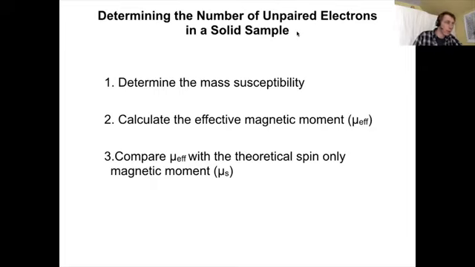This video is about using the technique of magnetic susceptibility in order to determine the number of unpaired electrons in a solid sample. And for this video, we're going to talk about a few things. We'll determine how to use the mass susceptibility to calculate the effective magnetic moment. And then in the end, what we're going to be able to do is compare the effective magnetic moment with a theoretical spin-only magnetic moment that will allow us to determine how many unpaired electrons are present in a sample.